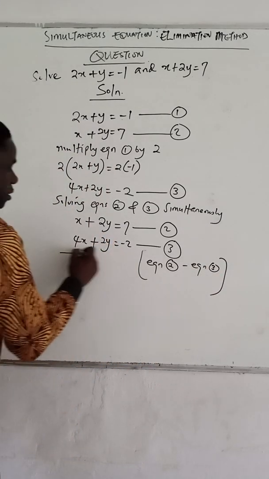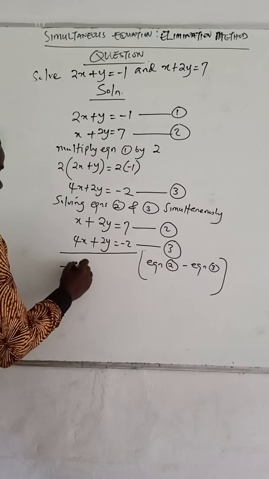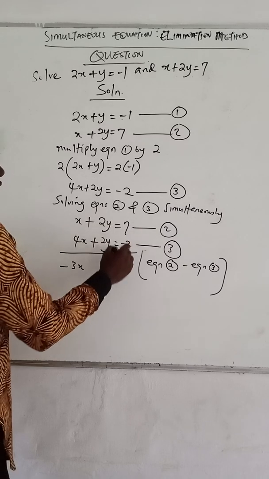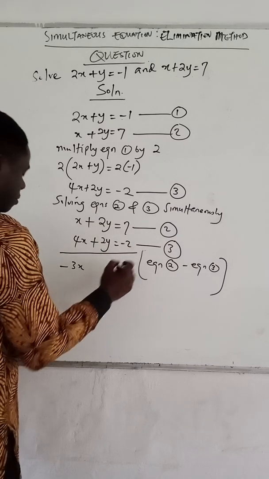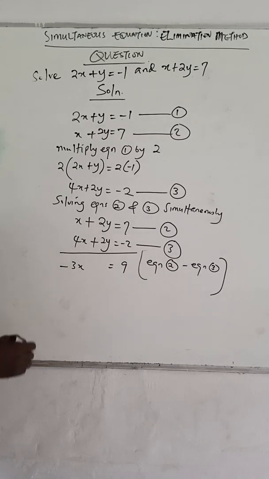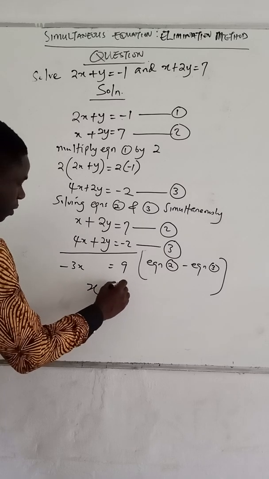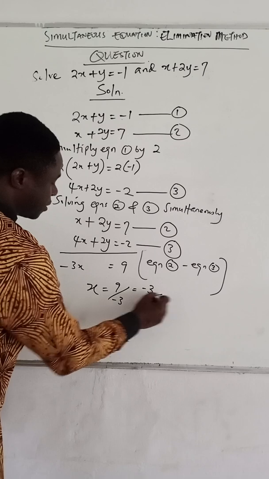So if we say equation 2 minus equation 3, this minus this is minus 3x. This minus this is 0. This minus this is 9. So we have minus 3x equals 9. To get x, we divide both sides by minus 3, and the answer is minus 3.